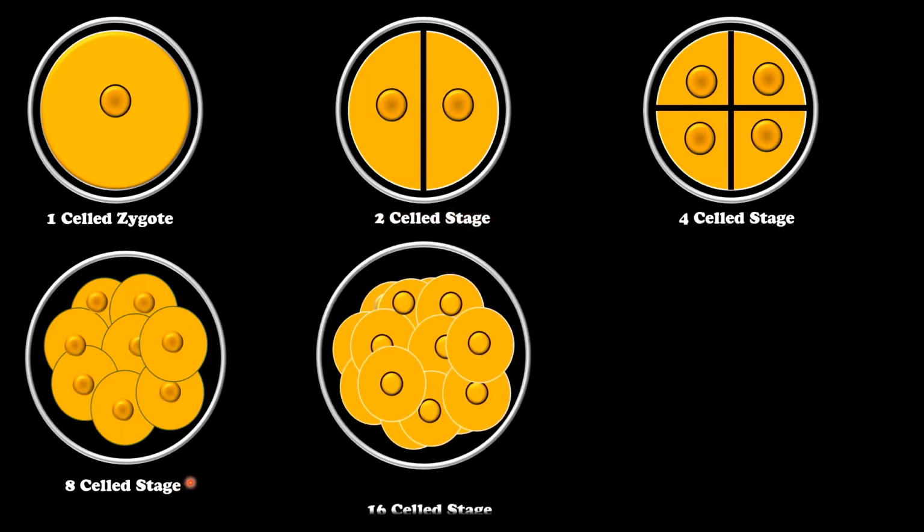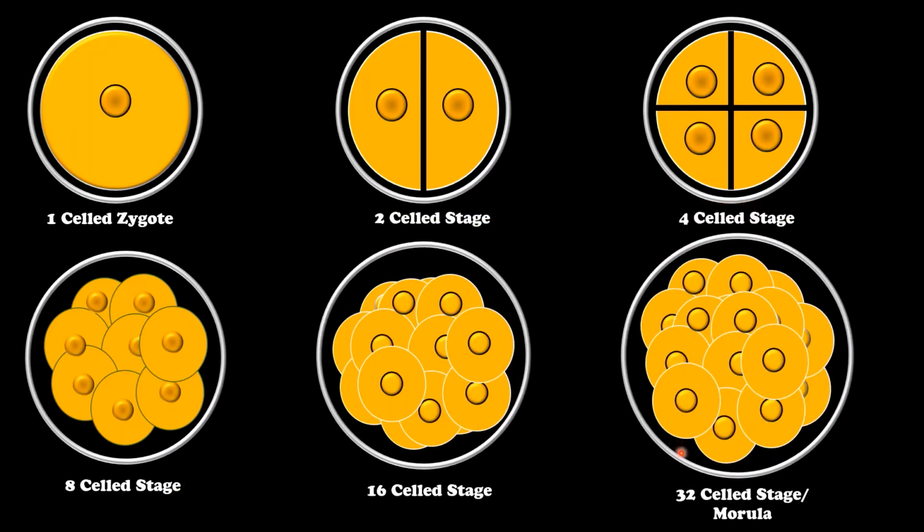Students, the further divisions of the embryo are rapid and it forms a 32 cell stage. At this stage, the embryo looks like a mulberry fruit. Therefore, it is called morula. In all these stages, the zona pellucida is still attached to the embryo.